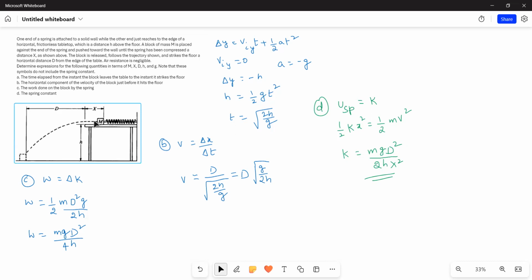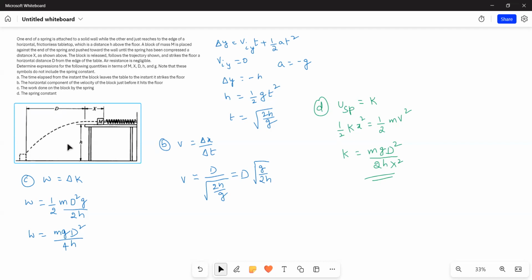Now the mass is pushing the spring. Here is the spring. It is attached to the wall, and the other end is attached to a mass. This mass is pushed against the spring so that it compresses. Okay. Now what happens? The block is released. When the block is released, the spring pushes the block out. So the block falls from the table and lands on the floor.